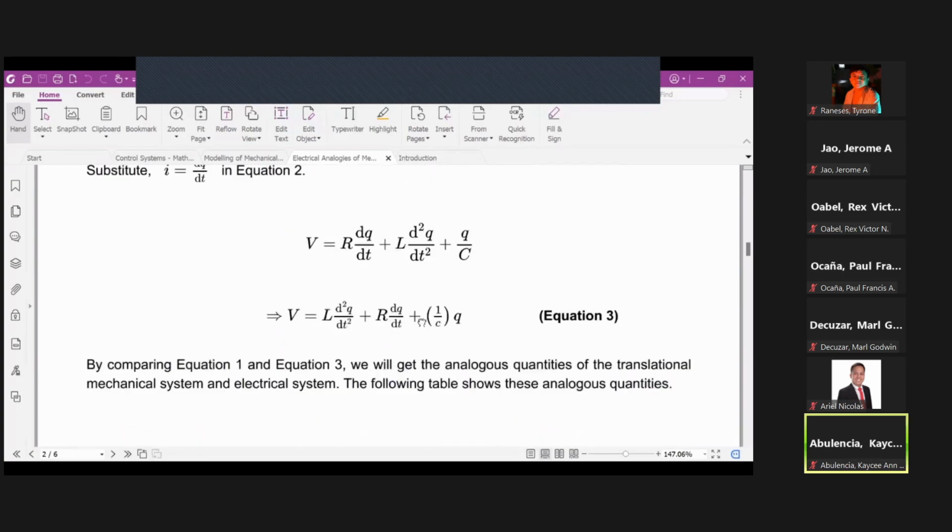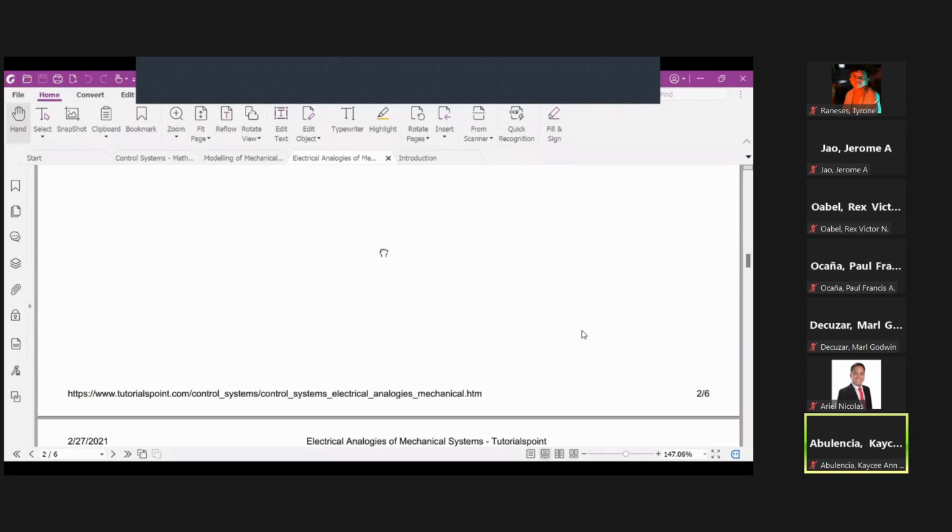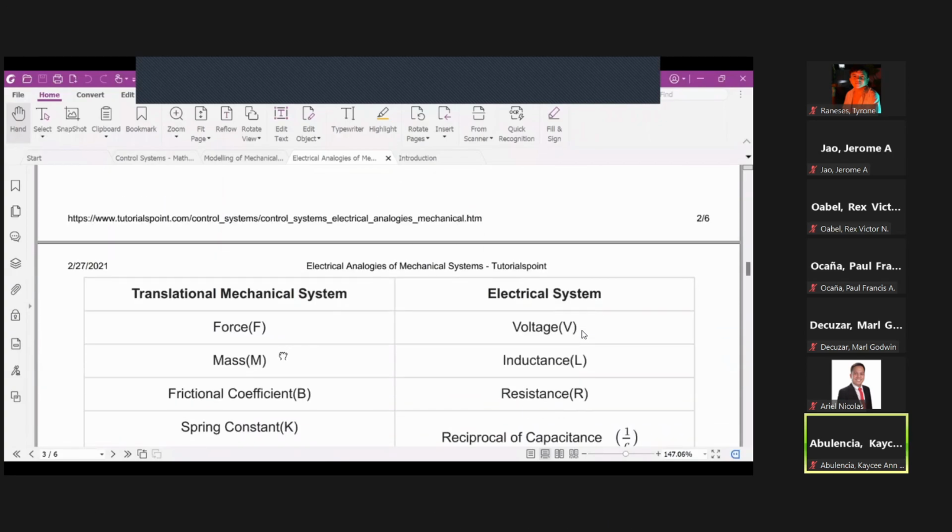The equivalent of mass is the L, or the inductor. Therefore, when we go into the table, mass is equivalent to the L of the inductor. So this is the analogy of your force-voltage analogy. If you notice, it's summarized in this table.